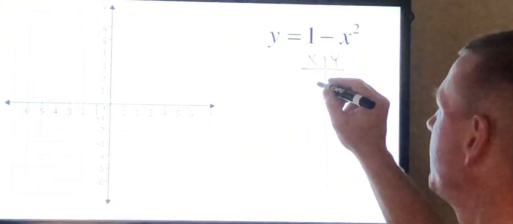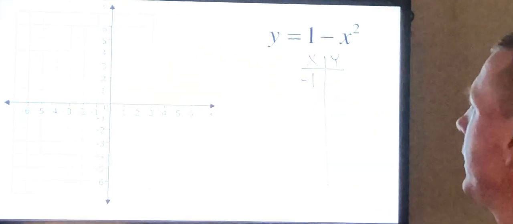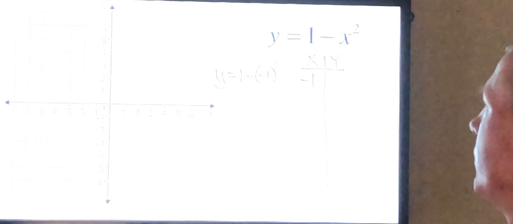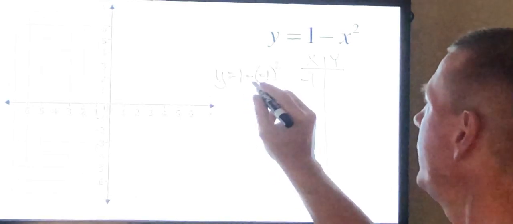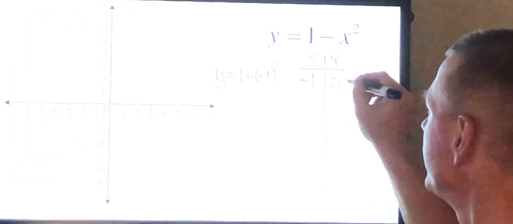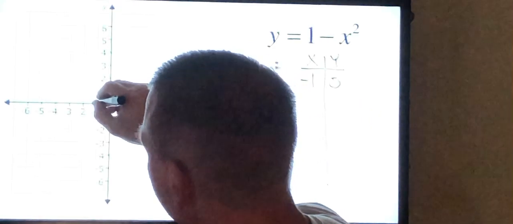So let me pick a negative value first. Let's plug in negative 1. If I plug in negative 1, again just to go through that process, y equals 1 minus negative 1 squared. Well, what that ends up being is 1 minus 1, so that gets me 0. So let's go ahead and plot that on the graph. Negative 1, 0, it'll be right there.